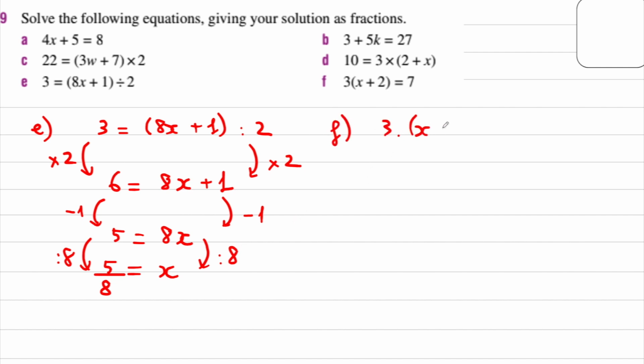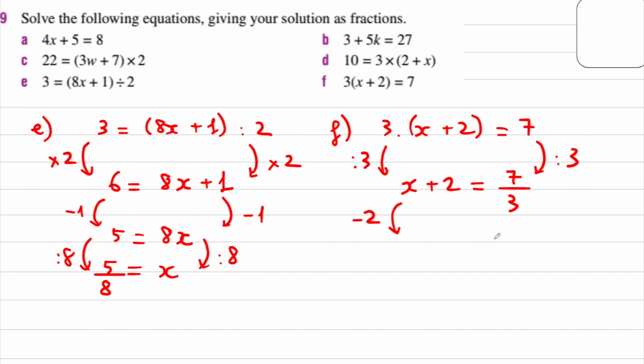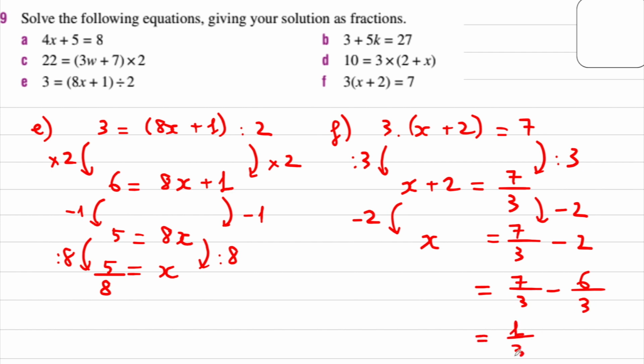3x plus 2 equal to 7. Divide by 3. This is divide by 3. x plus 2, 7 over 3. And minus 2 left, minus 2 right. And then 7 over 3 minus 2. You got 7 over 3 minus 6 over 3 equal to 1 over 3. Okay, that is question F.